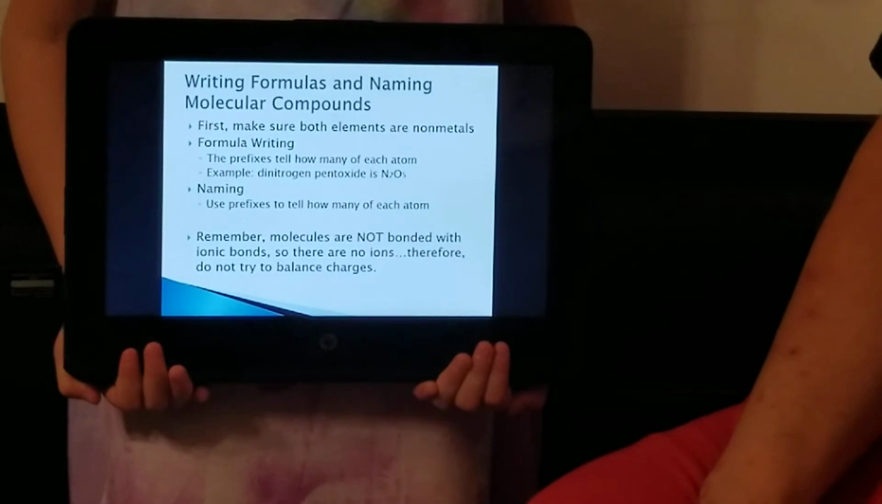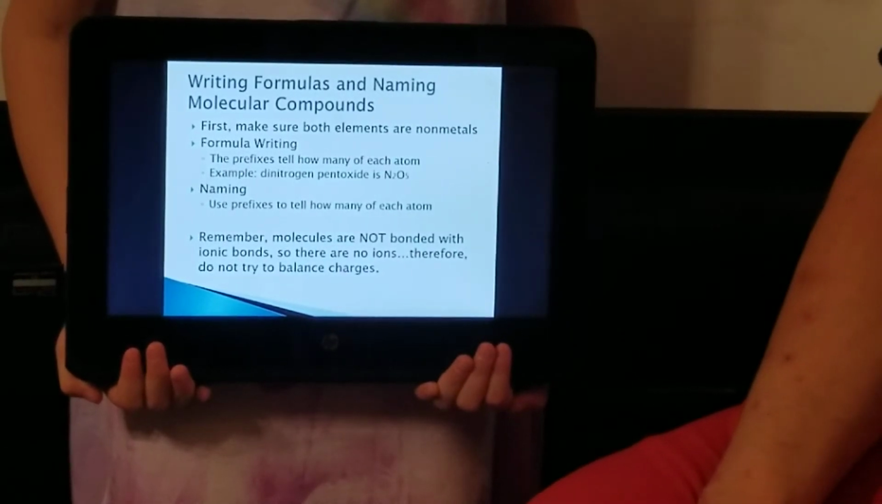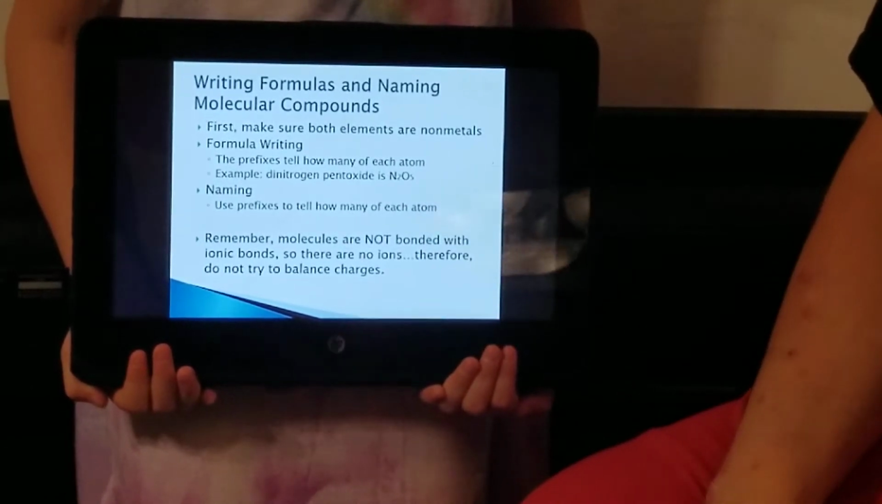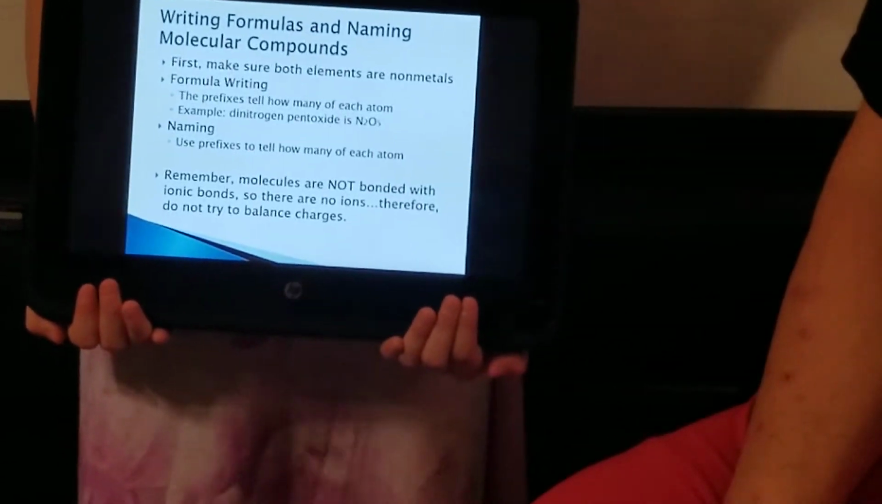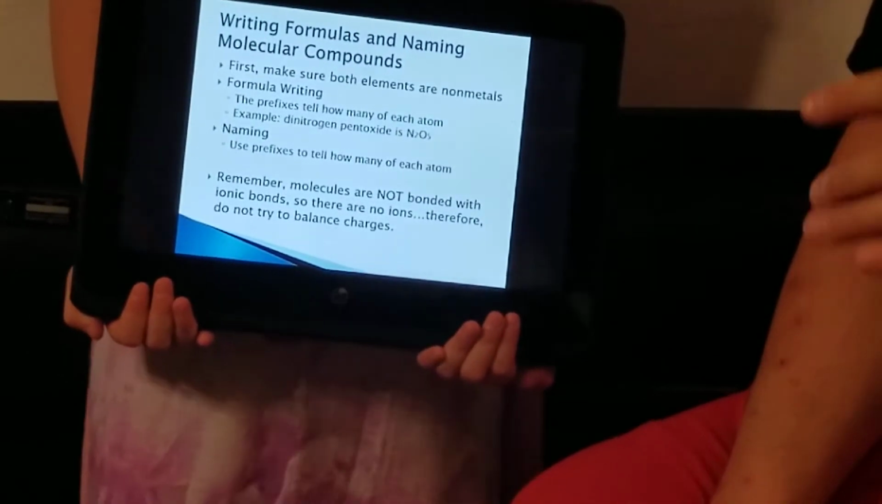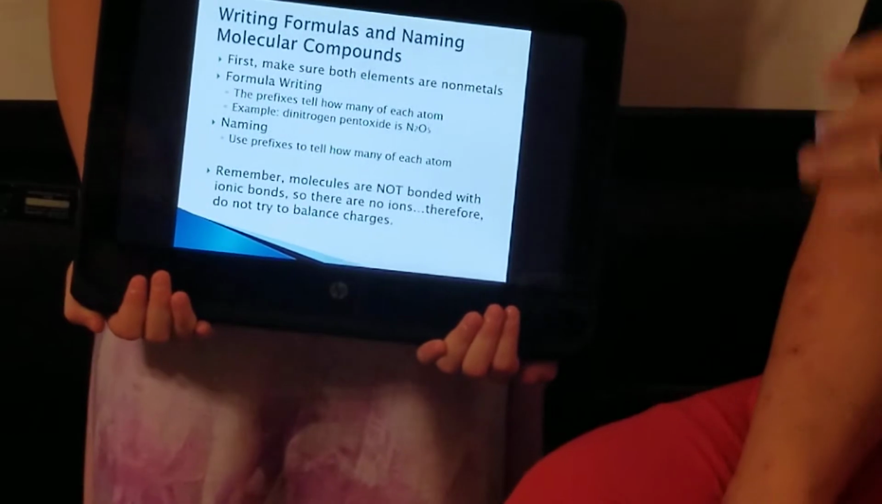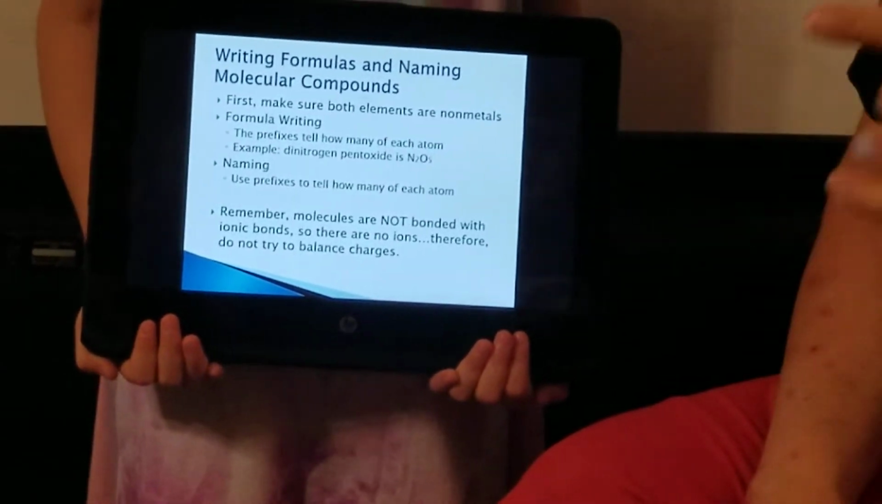Okay, now when we write formulas and we want to name molecular compounds, this is quite honestly a lot easier than ionics. The reason: we don't have to worry about charges. And the reason for that is because moleculars are always between two nonmetals. Ionic compounds are always between a metal and a nonmetal.